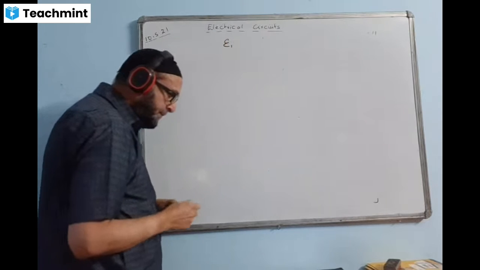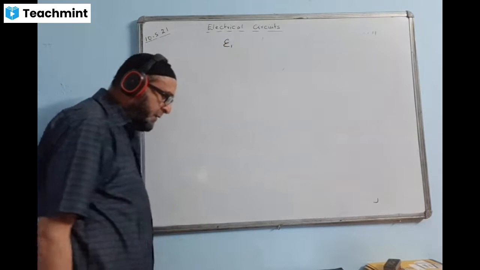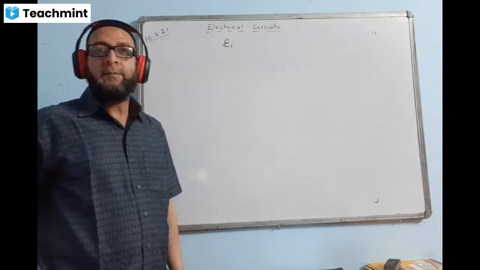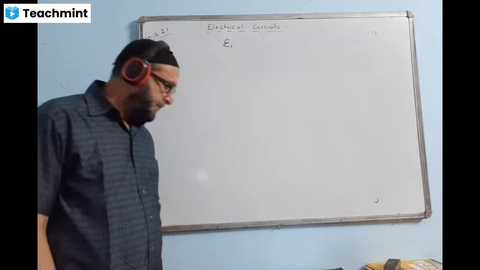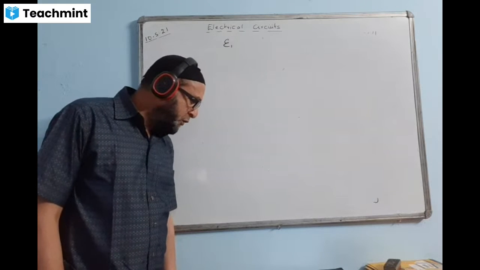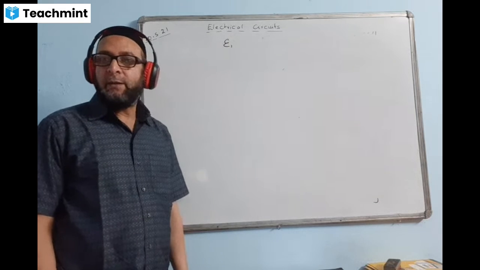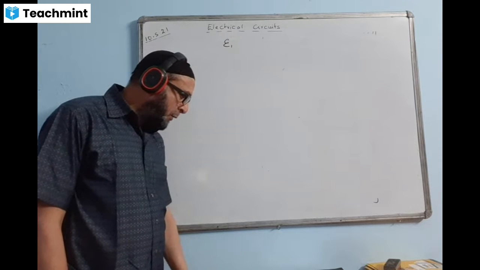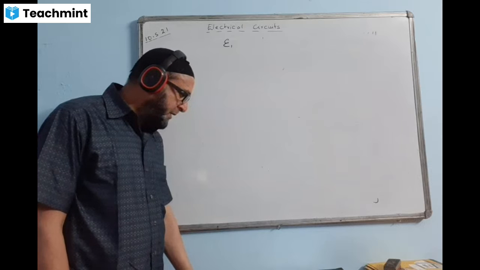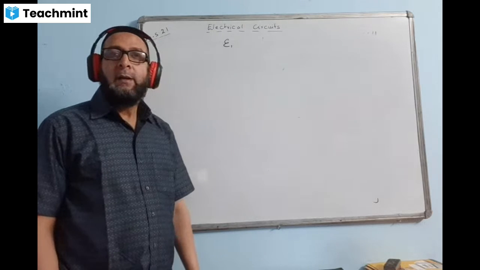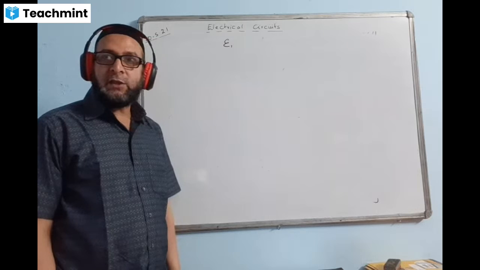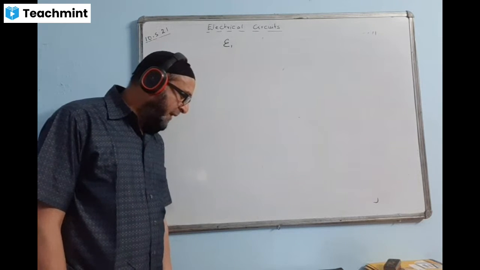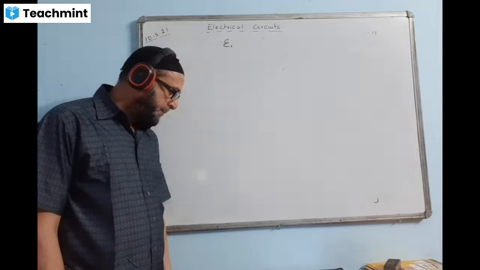E1 is shown in the figure. Right. AB is the potentiometer wire of length 100 centimeter, and resistance 5 ohm. Full stop.